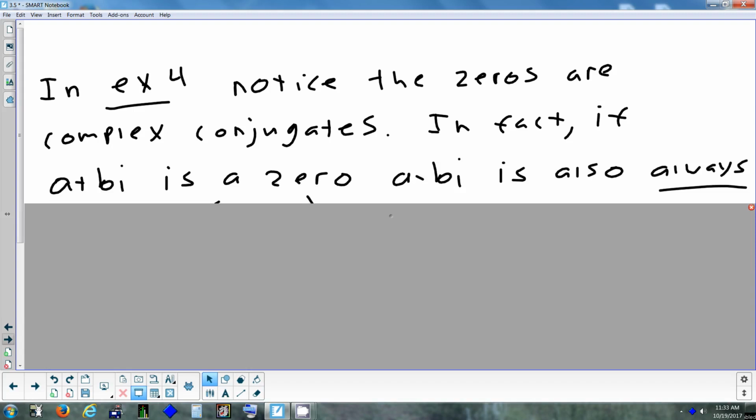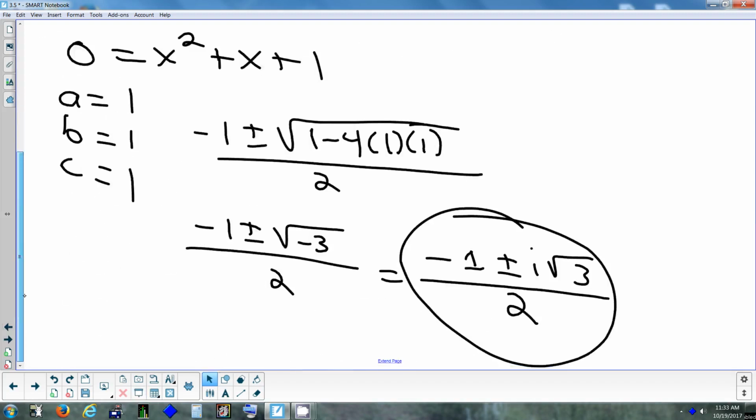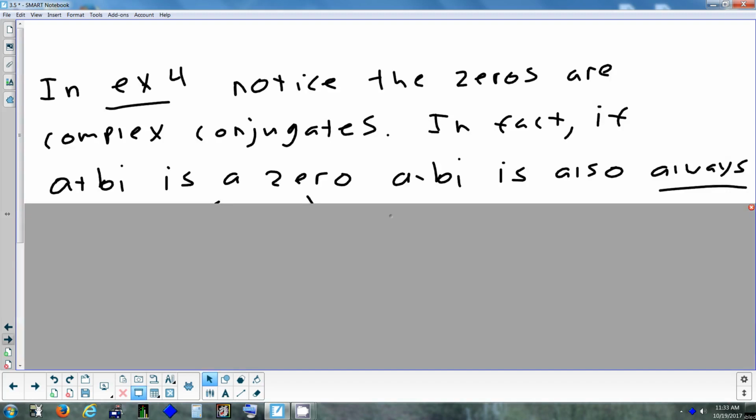If you look at the answers you just got, let's go back and look at them. Negative 1 plus i root 3 over 2, negative 1 minus i root 3 over 2. What's it called when all you do is change the sign of the imaginary? Reciprocal. That's when you flip. It's the conjugate, right? Those two answers are conjugates. So the fact that you just got conjugates there, that's not a lucky kind of thing. That always happens.